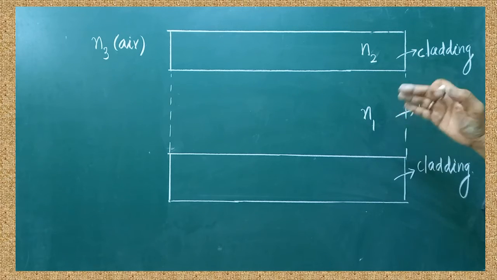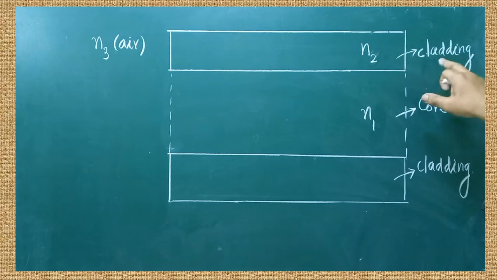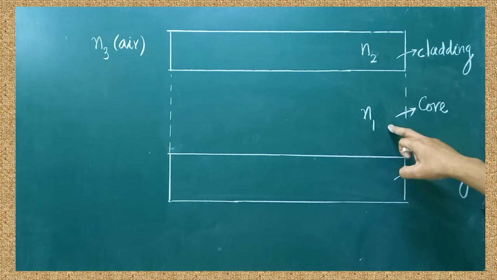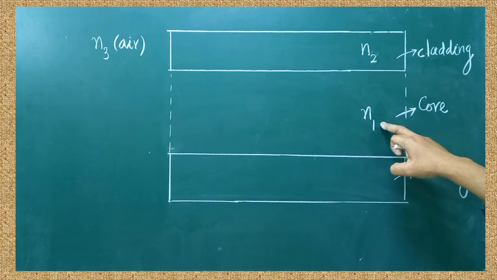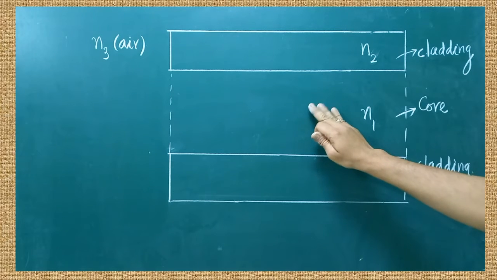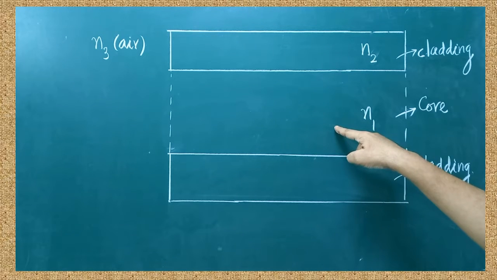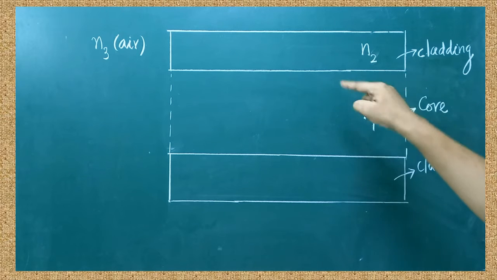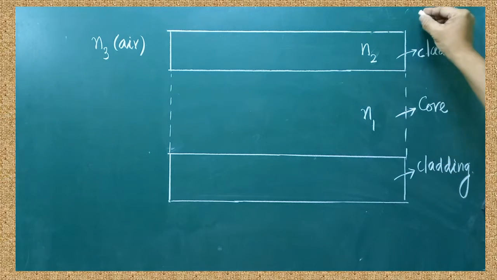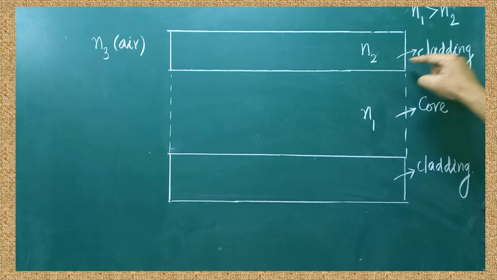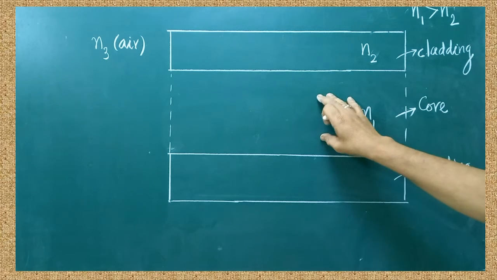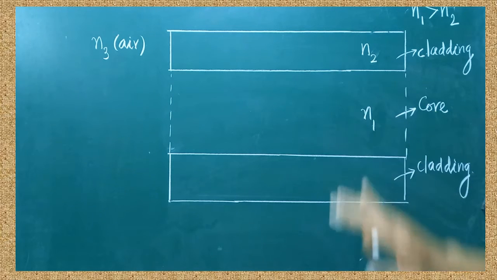The core portion is surrounded by another layer called cladding. The cladding is also a transparent medium, and the core is also a transparent medium. The refractive index of the cladding is N2, and the refractive index of the core is N1. The core will act as a denser medium, and compared to the refractive index of the core, the cladding refractive index must be less. The most important thing is that N1, the refractive index of the core, is greater than N2, the refractive index of the cladding. So the core will act as a denser medium and the cladding will act as a rarer medium.